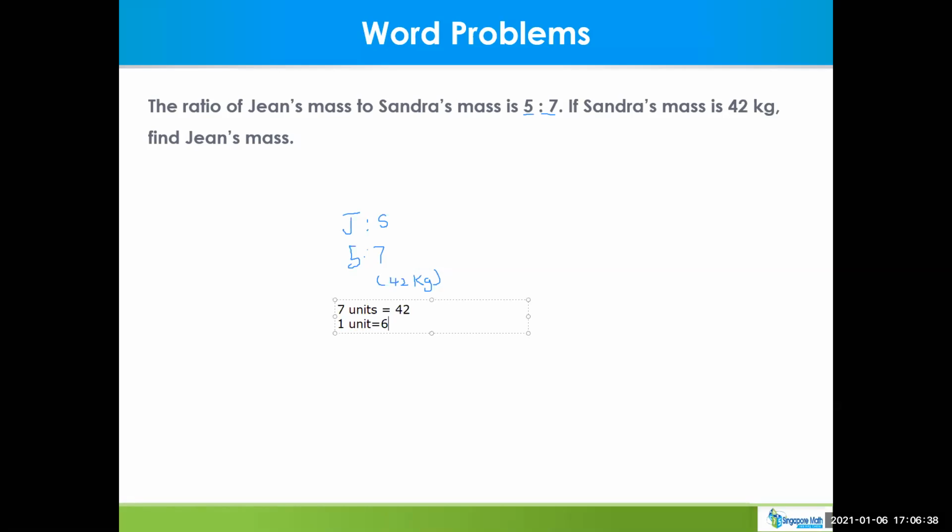And Jean has 5 units. That's her mass basically. So 5 units would be 6 times 5, and that would be 30 kg. Well done, very good.